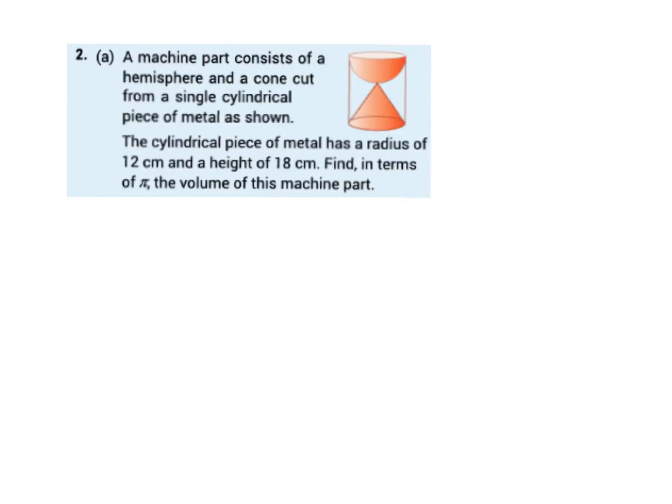A machine part consists of a hemisphere and a cone cut from a single cylindrical piece of metal as shown. The cylindrical piece of metal has a radius of 12 centimeters. Okay, so if we look at just drawing that, you know me, I like to draw my diagrams. If we're talking about the cylinder itself, which these shapes are in, the radius of that cylinder, they're telling us, is 12 centimeters. And then the height of that is also 18.